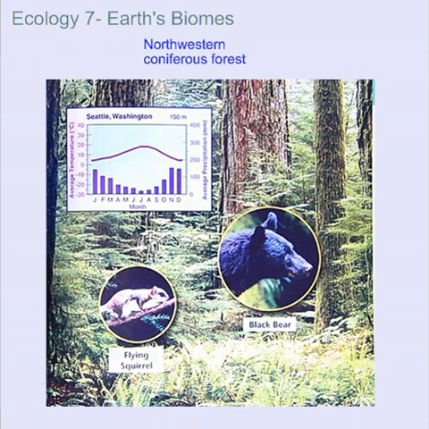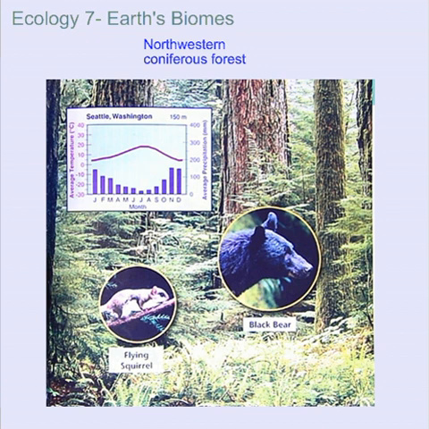Mild, moist air from the Pacific Ocean provides abundant rainfall to this biome, the northwestern coniferous forest. The forest is made up of a variety of conifers ranging from giant redwoods along the coast of northern California to spruce, fir, and hemlock farther north.